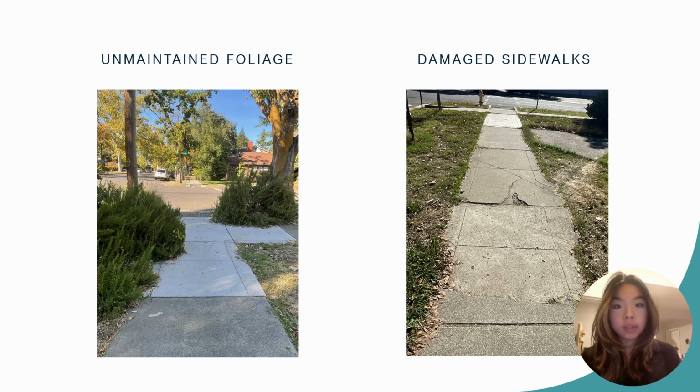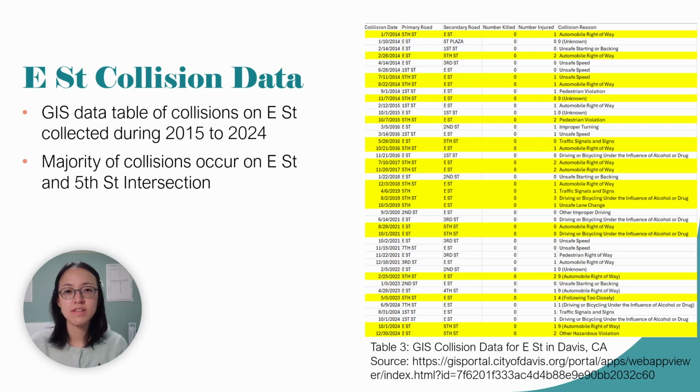For pedestrians, there's currently high traffic with unmaintained foliage and narrow damaged sidewalks. Here's a table that summarizes the key data for the collisions on E Street from the past 10 years. We can see from the highlighted area that most of the collisions occurred on 5th Street and E Street, which indicates that this is a very unsafe intersection.